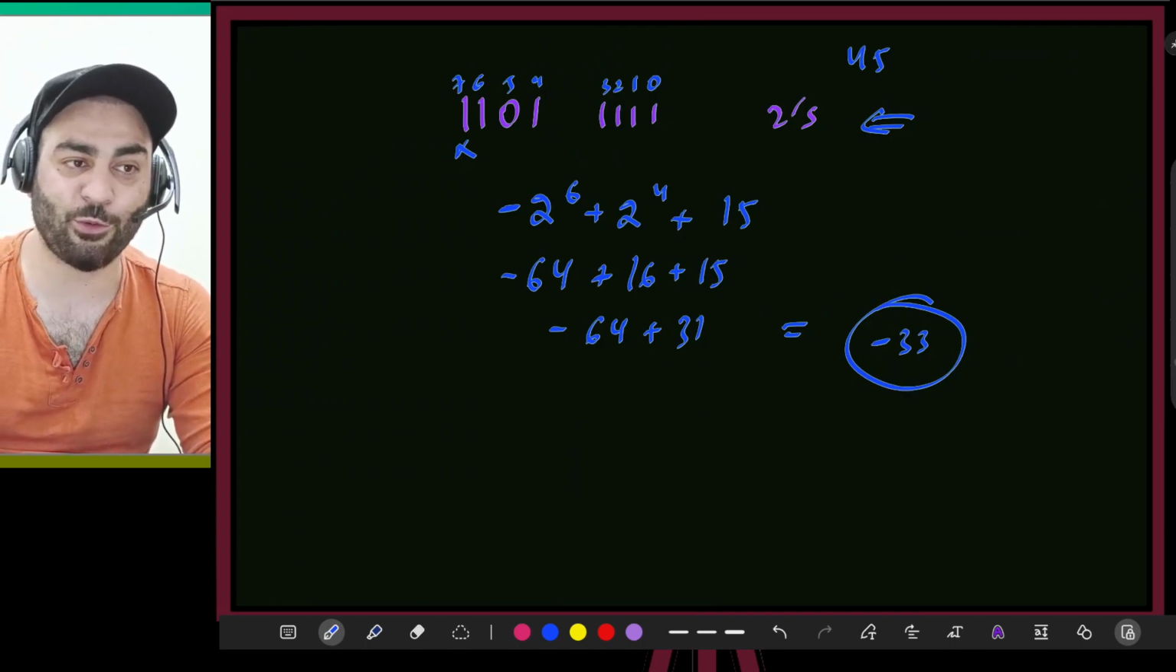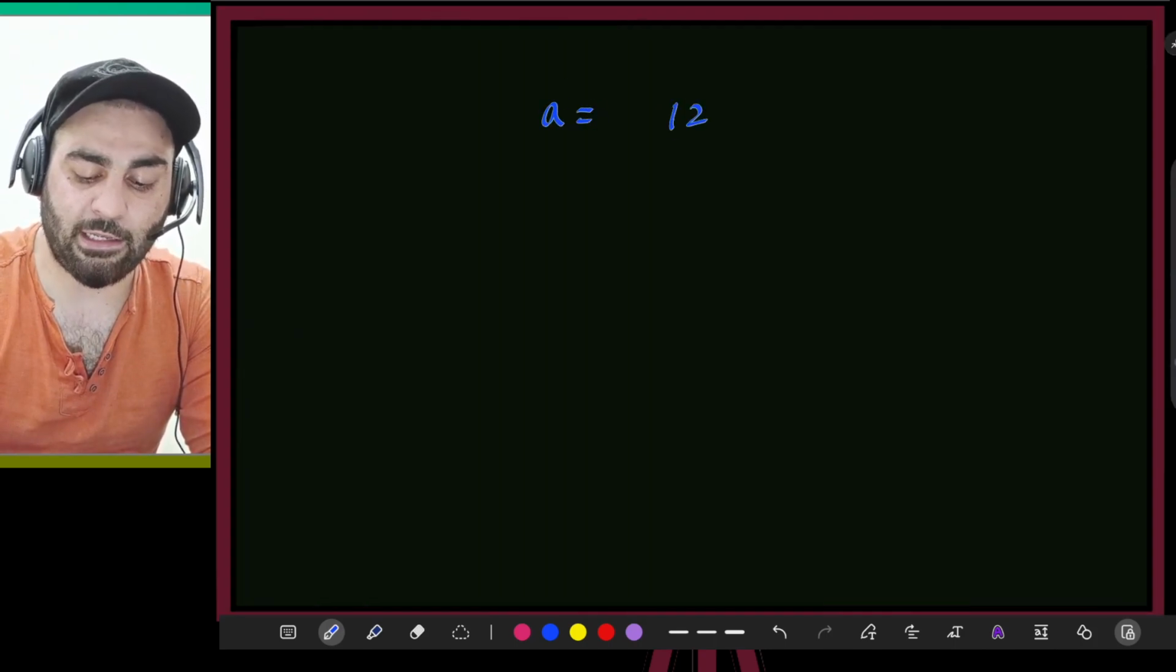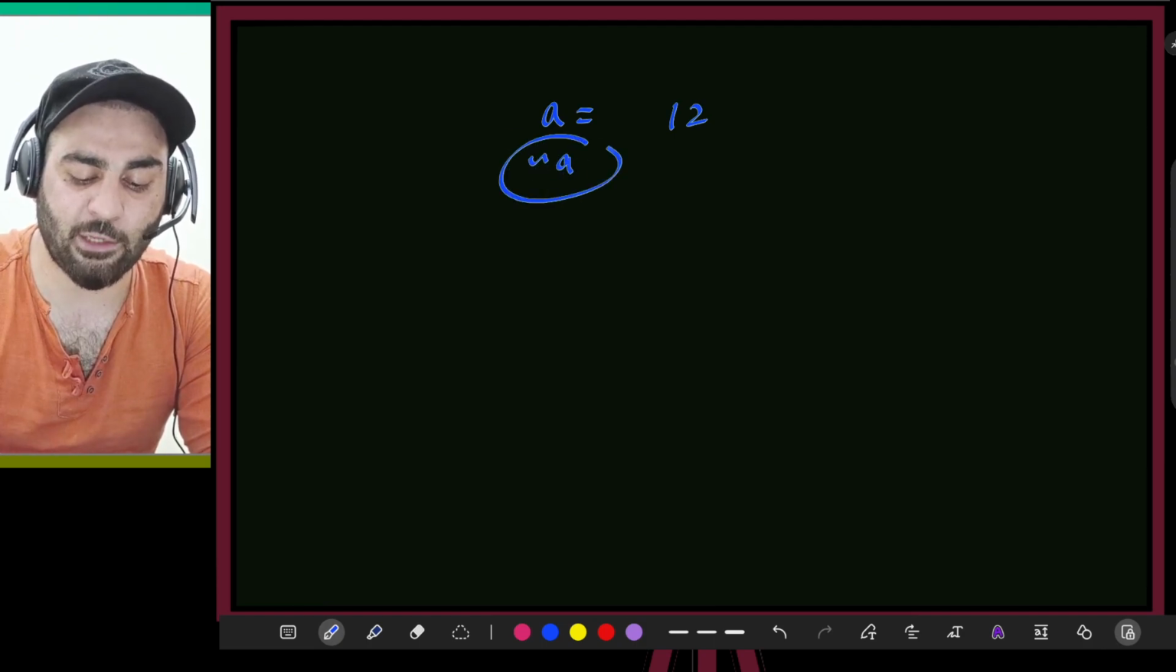Now again a question to you. The question will be very simple. Suppose A is equal to 12. If I say NOT a, what is this equal to?